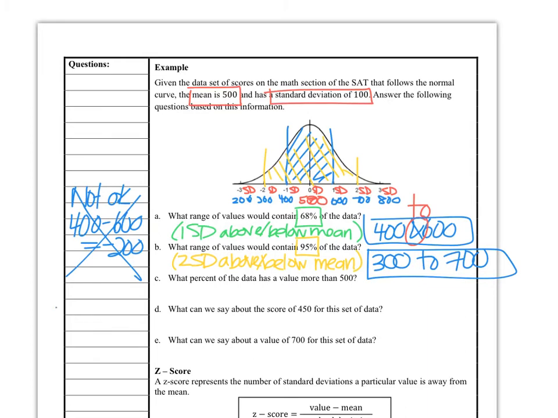Then the question is asked, what percentage of the data has a value of more than 500? So here's 500, smack dab on the mean. If I look to the right of this, so in this space here, how much data would lie to the right of my mean? Well, typically the mean is exactly in the middle. That's what a mean is, the average middle number. And therefore, you would have exactly half of your data, which is 50%.